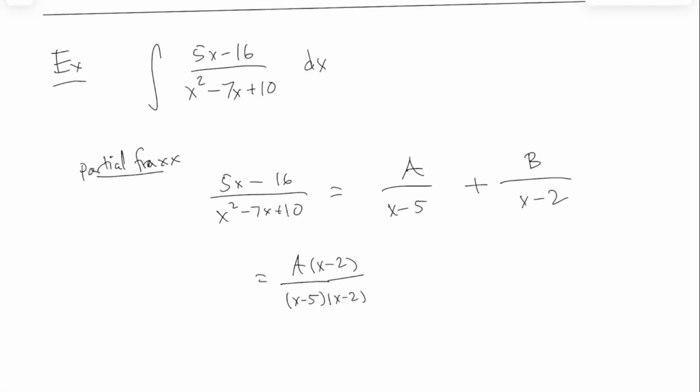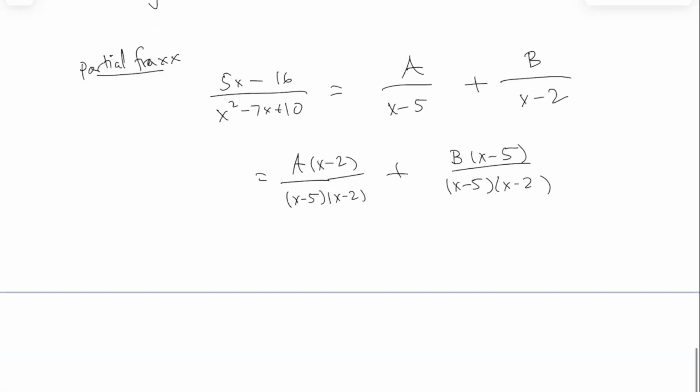So the first one needs to get multiplied by x minus 2 on the top and the bottom. The second one needs to get an x minus 5 on the top and the bottom. All right, distribute the a's and the b's on top and add everything up. So I get ax minus 2a plus bx minus 5b. And on the bottom, what I always had all along on the bottom.